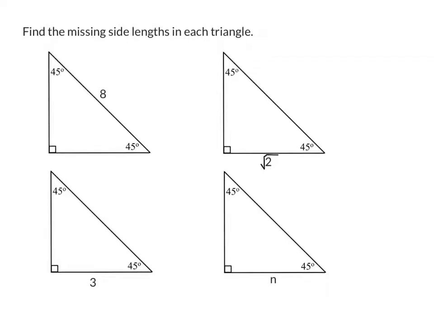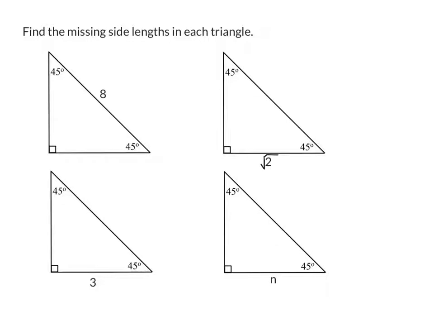Hello. In this video we're going to use the Pythagorean theorem to find missing sides in isosceles right triangles. And so you can see I have these triangles here, and they're all labeled with two angles of 45 degrees and then the right angle there, which makes them, of course, isosceles right triangles.